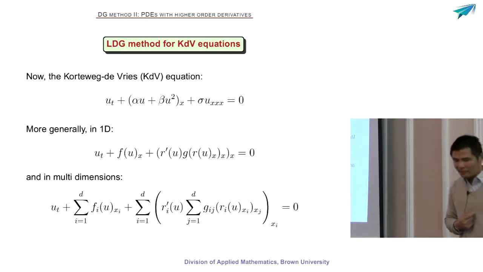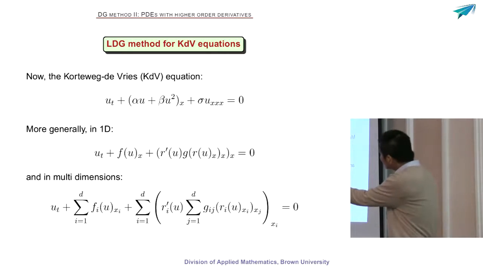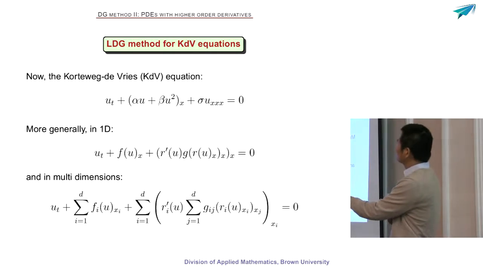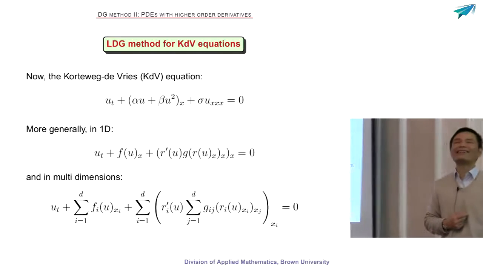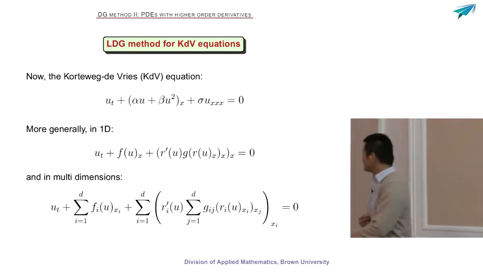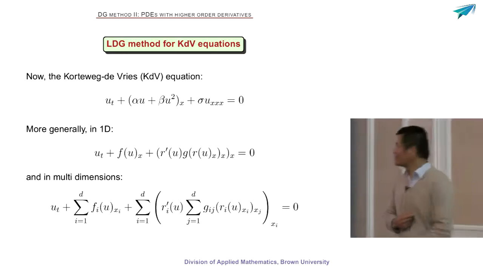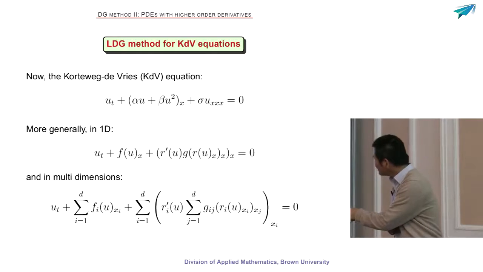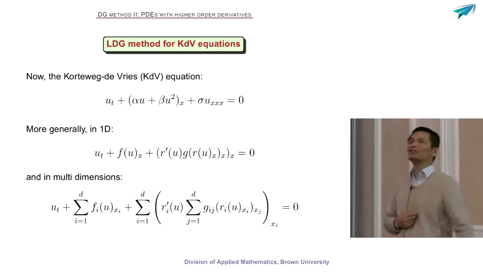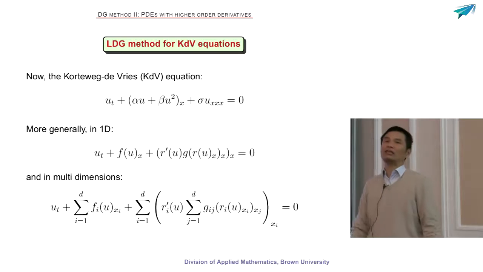KdV, which is a third order PDE. You can see here there are first derivative and third derivatives. In general, of course, you can put this kind of terms, very nonlinear. Or in multi-D, you can put this kind of terms. So this function R, G, here is a bunch of functions. These are arbitrary nonlinear functions.